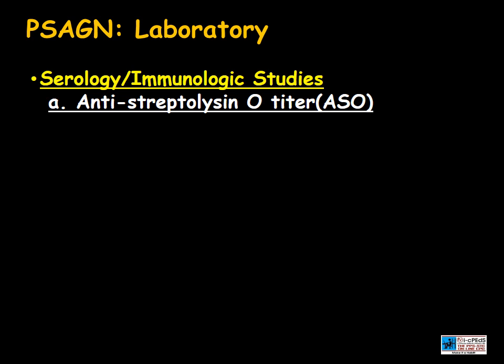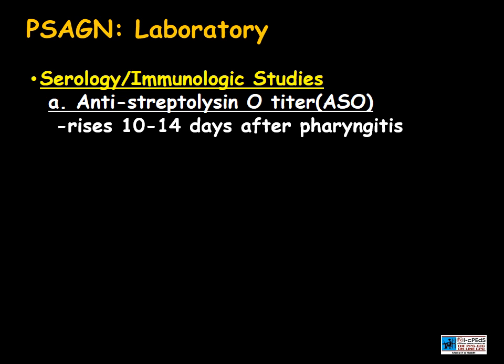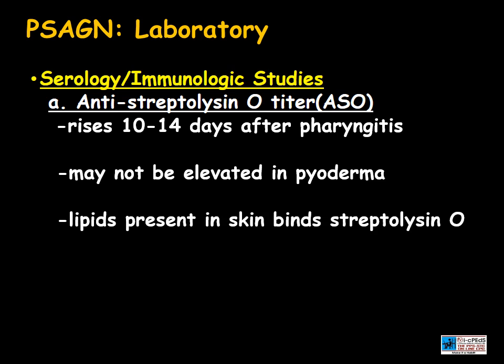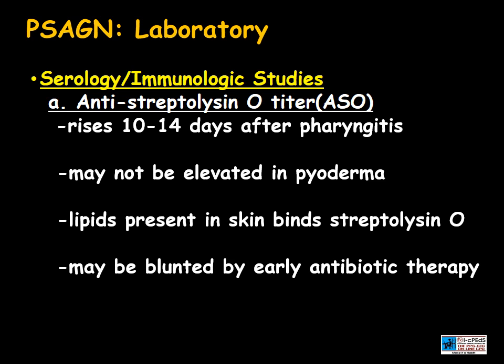Serologic evidence of streptococcal infection may be documented by the anti-streptolysin O or ASO titer. This rises 10 to 14 days after pharyngitis and it may not be elevated in patients wherein the antecedent infection is pyoderma. Skin lipids usually bind the streptolysin O. That's why it may also not be elevated in patients with skin infection. And previous antibiotics may blunt the increase of ASO titer.